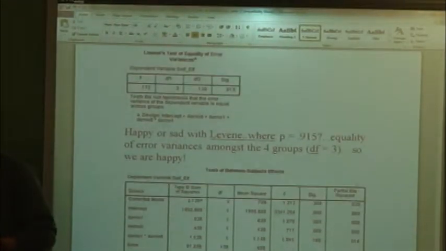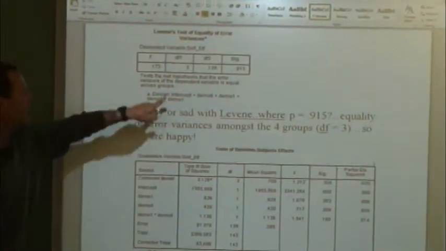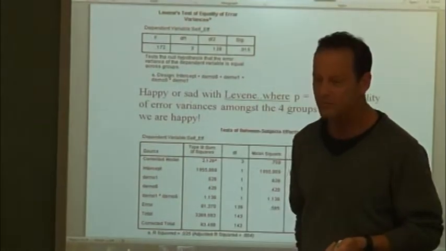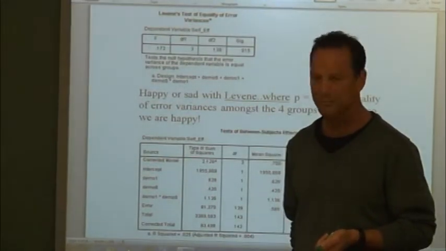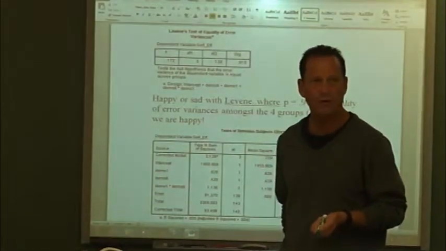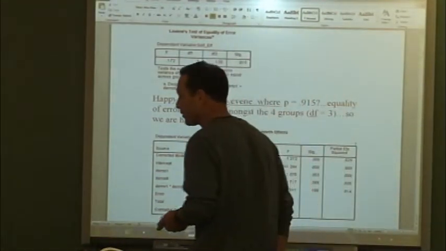Happy or sad with Levine? Happy. Yeah. Why does he have 3 degrees of freedom? He has 4 variables. Not 4 variables. 4 cells or whatever. Yes, 4 cells, 4 groups. Yeah. Right, exactly, 4 groups.